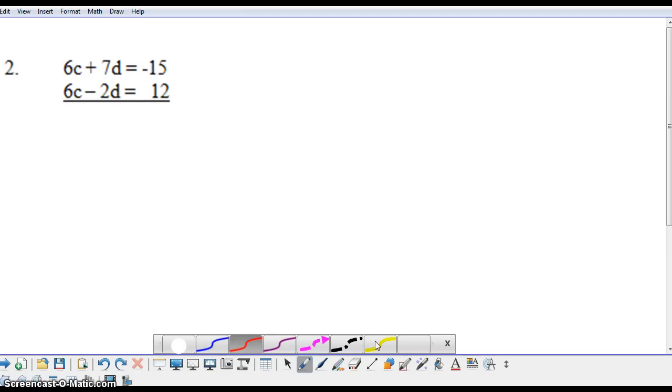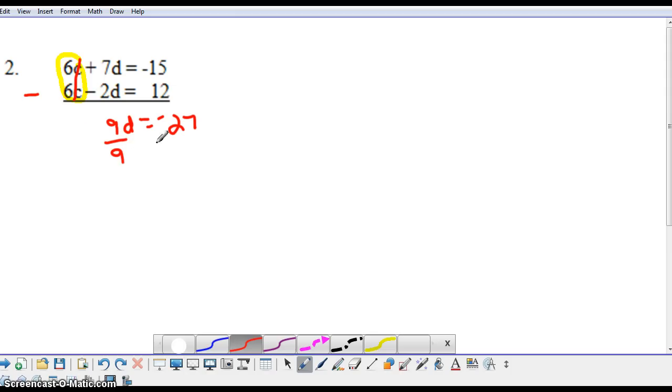Notice here that 6c occurs in both equations. So if we subtract the equations, and I'm just going to make a note here that we're subtracting, that if we subtract the equations, 6c subtract 6c, those would cancel. 7d minus a negative 2d, we have to be very careful here. 7d minus a negative 2d would be 9d. 7 minus a negative 2 is the same as adding a positive 2. And then, once again, we have to be careful here. Negative 15 subtract 12 would be negative 27. So be very, very careful with your signs here.